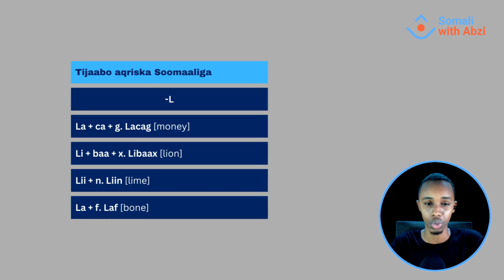Alright, now we are in Tijaabo akhriska Soomaaliga La. Reading Somali test letter La. Let's practice reading together, starting with letter La. La plus A plus Ga, lag. Li plus Ba plus Ha.